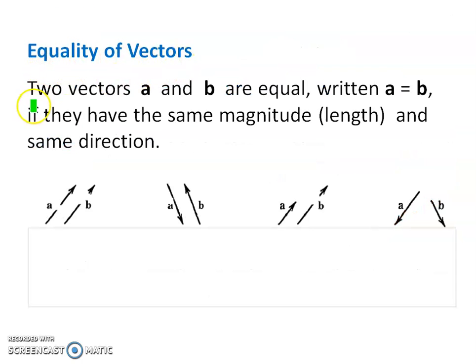Equality of vectors. Two vectors A and B are equal, written A equal to B, if they have the same length and same direction. Like here, those are equal vectors, but in this example, those two vectors have the same length but different direction, not equal. This is not equal, they have the same direction but different length. Here, vectors have different length and different direction.